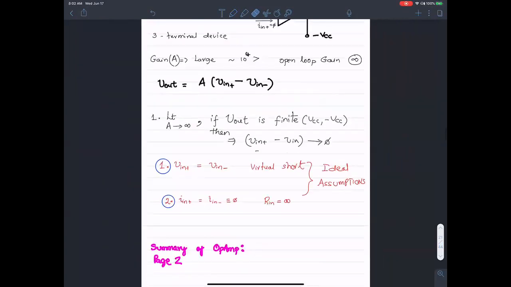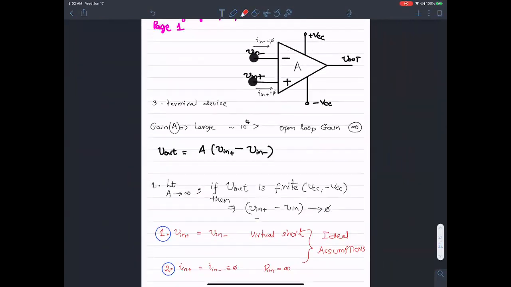So what do I mean by input impedance or input resistance? If you were to look into the terminal and try to see what resistance you will encounter, that will be infinity, meaning that there is no current flowing into the terminal of the op-amp.